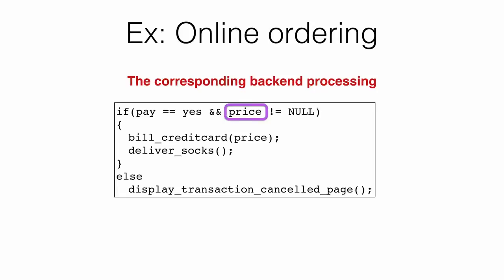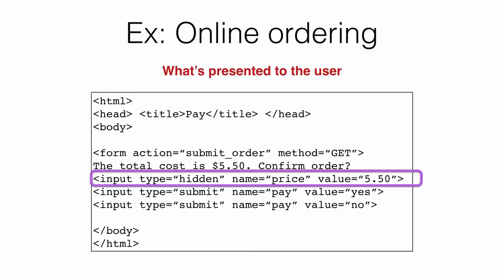Here's the problem though. Price comes from the user. It's filled in by this form field value. Well, because the HTML is sent to the user, a clever and malicious user can change the value to be something far less than the vendor intended, and therefore corrupt the computation.